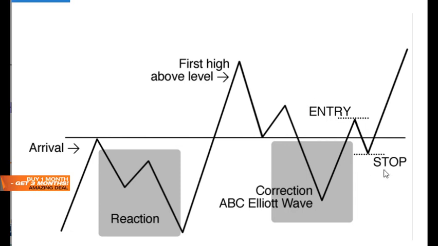And we may even get lucky to have this one here. Now this little move here, as it's just straight up and straight back down here, that's not the case. That little move here will be this larger move here, all tied up in here. So we'll have the arrival, the reaction, the first high above the level, the ABC correction, and then up. So we'll see this macro view here will be a micro view in this space.